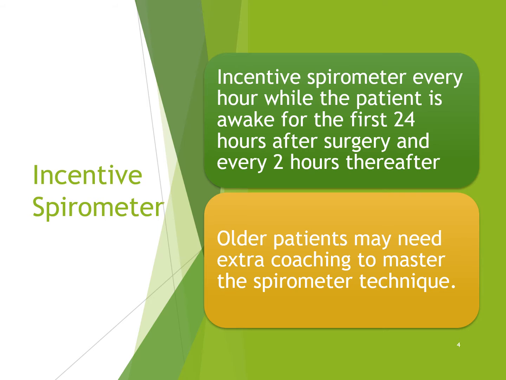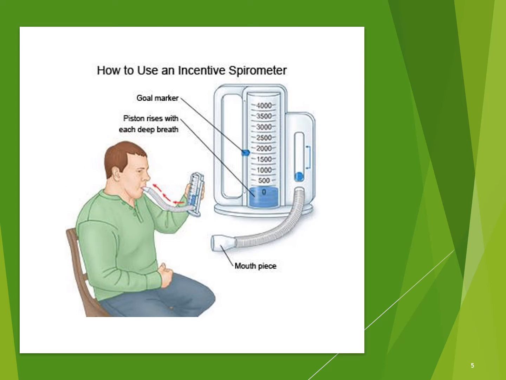And I will do it with them if that's what it takes to get them to participate and use the spirometer. Here is a picture showing how to use the incentive spirometer. For those of you who are unfamiliar, most of them are a variety that look like this. They have the mouthpiece, they have a goal marker, and that means we want the patient to keep trying to work on expanding their lung.